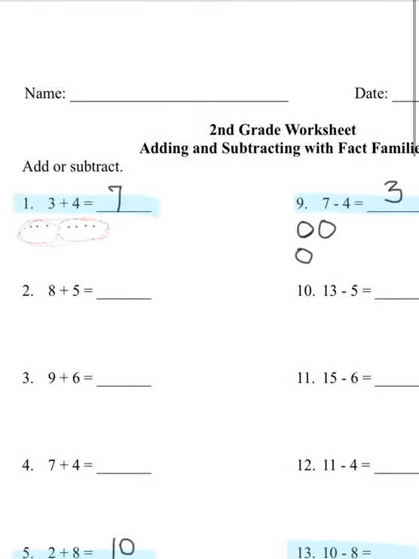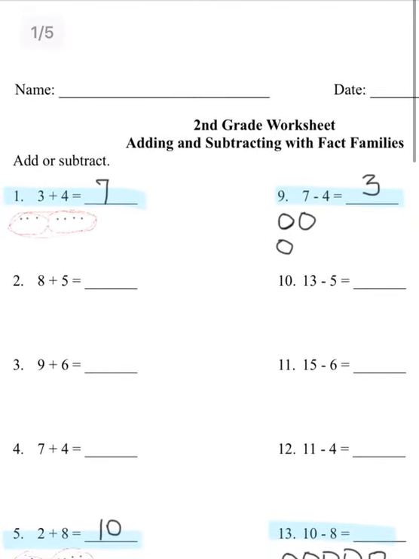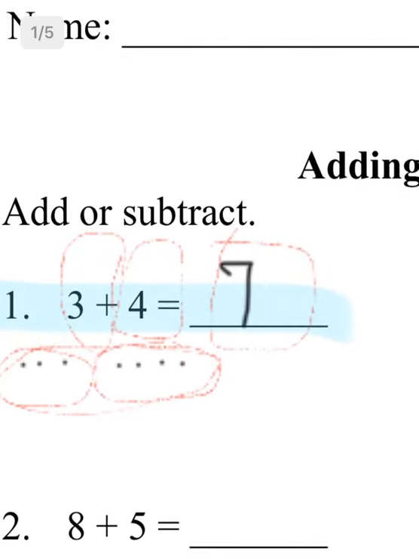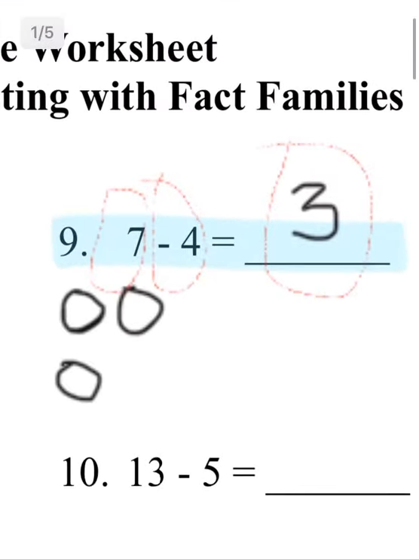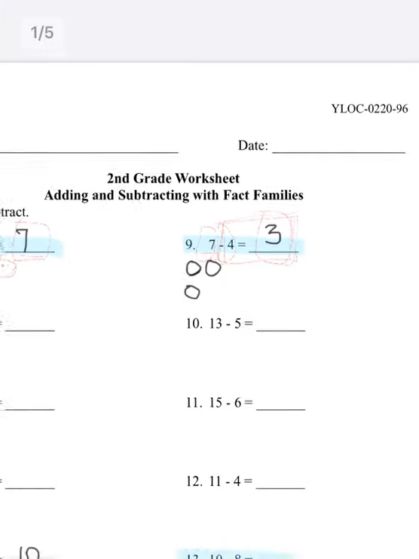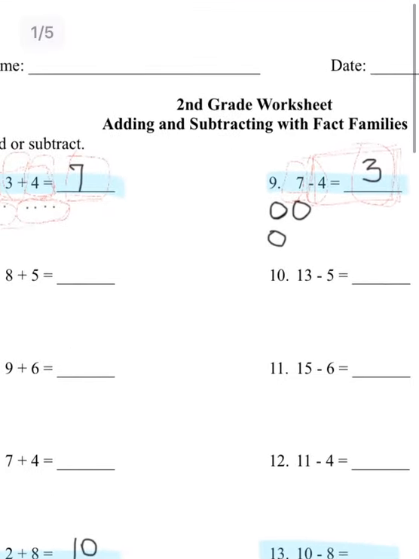And when you look at this, look at number 1 and number 9. Here we have 7, and we have 7 here. We have 4 here, 4, and 3. So this means that when I add 3 plus 4, it equals 7. If I add these two numbers, it's the same number. It equals 7. So 7 minus 4 is 3.